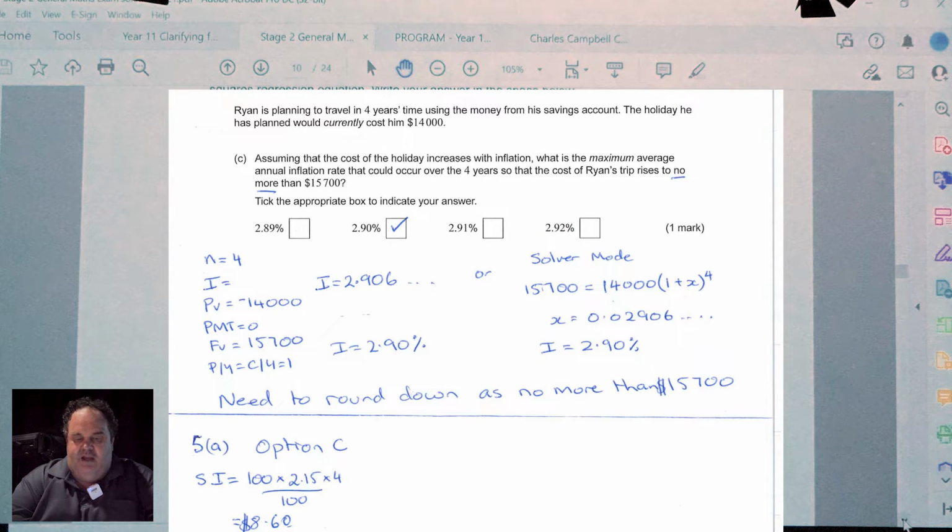Part C, the really important part here was the students identifying that it's to be no more than 15,700. So it's an inflation question. You could either use the formula and then use the solver mode. We don't want it to be more than that, so we'd have to round down.